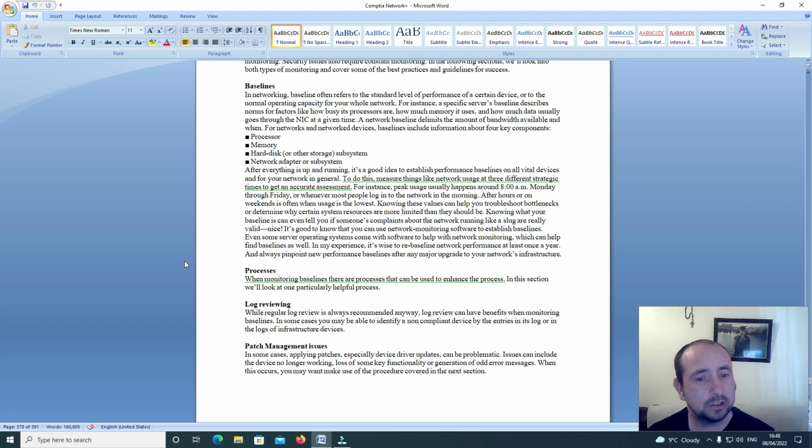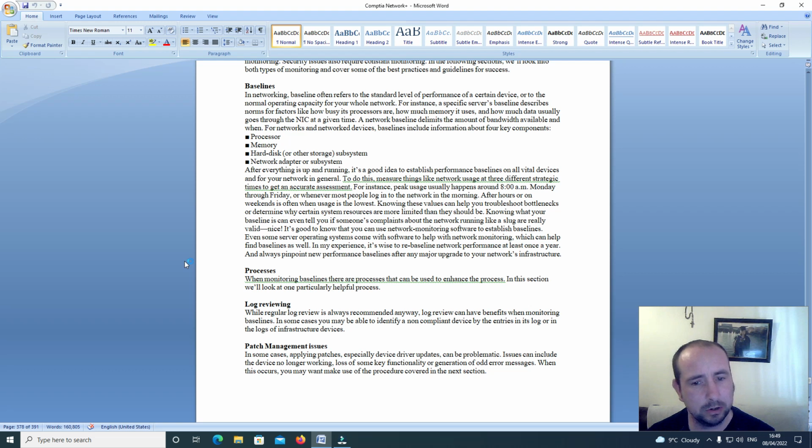After everything is up and running, it's a good idea to establish performance baselines on all vital devices and for your network in general. To do this, measure things like network usage at three different strategic times to get an accurate assessment. For instance, peak usage usually happens around 8 a.m. Monday through Friday, or whenever most people log into the network in the morning. After hours or on weekends, it's often when usage is lowest.